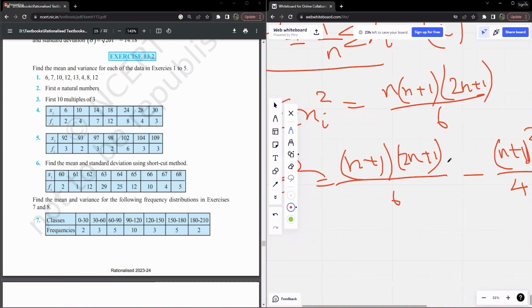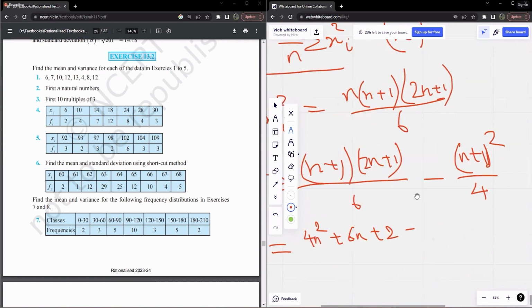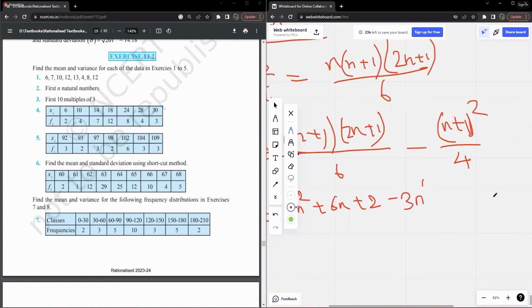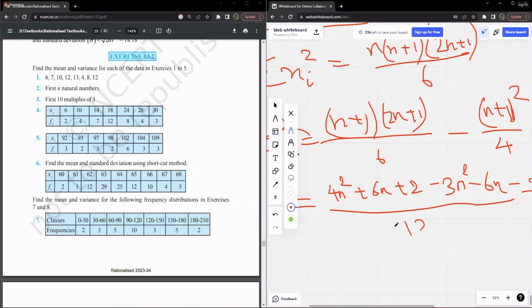if this is 2n square plus 3n plus 1, multiplying this by 2, I'll get 4n square plus 6n plus 2, minus this is n plus 1 the whole square and 3, right? So this is 3 times n square plus 2n plus 1, that is 3n square plus 6n plus 3, divided by 12. 3n square cancels out to give 1n square. 6n and 6n get cancelled, and this is going to be a minus 1. So we are basically left with n square minus 1 divided by 12.